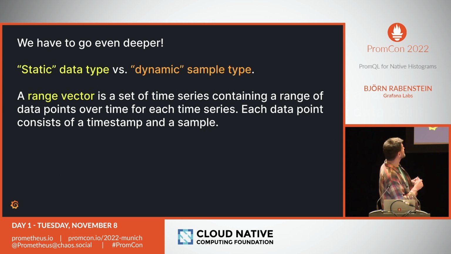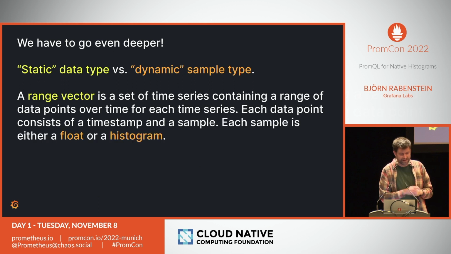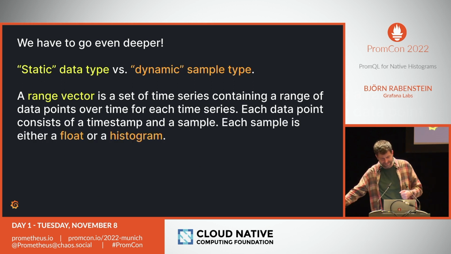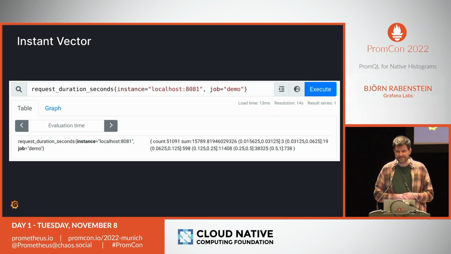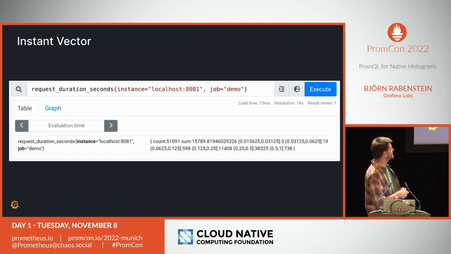For range vectors, we have to go even deeper. A range vector is a set of time series containing a range of data points over time for each time series. Each data point consists of a timestamp and a sample, and each sample, again, can now be a float or a histogram. This is like a fourth dimension or something. If you look at this in practice, it becomes much clearer.